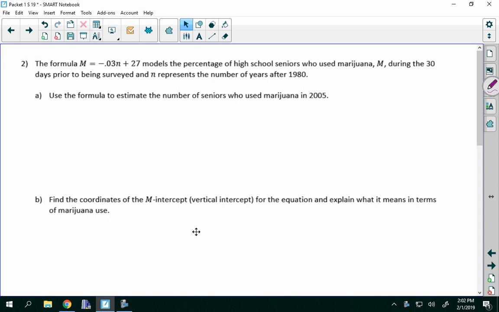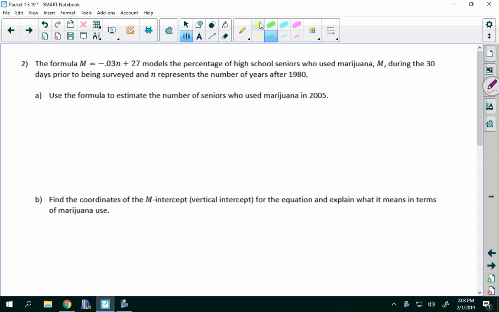Okay, let's take a look at problem number 2 on sample test 1. The formula M equals negative 0.03 N plus 27 models the percentage of high school seniors who used marijuana, which is represented by M, during the 30 days prior to being surveyed. And N represents the number of years after 1980. So this is our model right here.